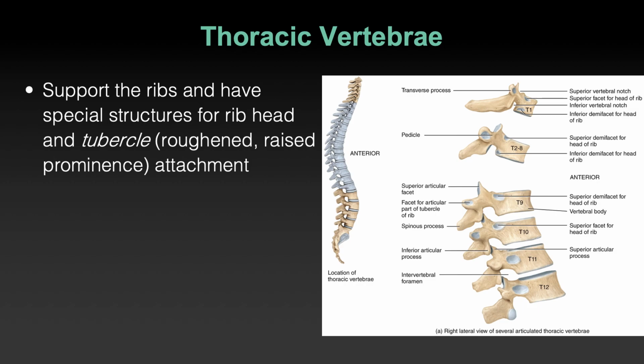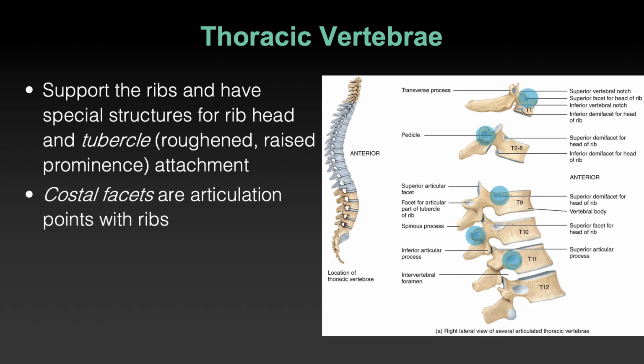Tubercle is a word we haven't really heard of before. It's a roughened, raised portion of a bone. If a bone is generally just smooth and all of a sudden you see this mound, a roughened mound, it's likely a tubercle. Ribs have those, and they attach to or they articulate with thoracic vertebrae on the transverse processes. I'll show you how they fit together in a second. So thoracic vertebrae have facets where the ribs will articulate. They're called costal facets. Costal is a prefix that is specific to the ribs.